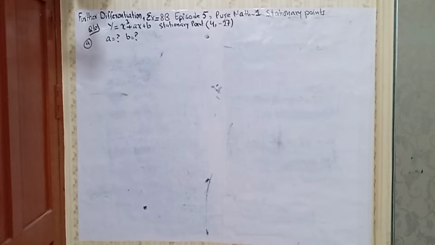8B. This is the fifth episode on this exercise. The topic of the exercise is stationary points. The main topic is further differentiation. This is the course book of Pure Mathematics 1 that belongs to the AS and A Level Mathematics 9709. This is Cambridge A Levels, and this course book is related to its Paper 1. We are working on exercise 8B, and this is our fifth episode.